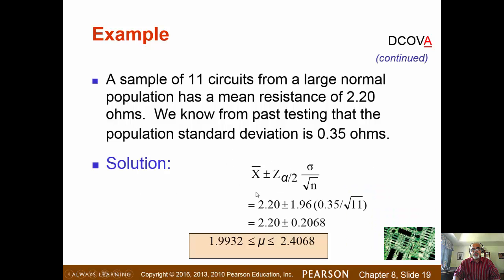So we start with x bar, which is 2.2. That's our sample mean. Now z for 95% is 1.96, as we saw in the previous slide. Then sigma over square root of n will be 0.35 divided by square root of 11. Now this part of the formula gives us the margin of error. So we can say our estimate for the population mean resistance is 2.2 with a margin of error of 0.2068. In other words, the mean will be between this lower limit and this upper limit with a confidence of 95%. Now let's look at this example in Excel.